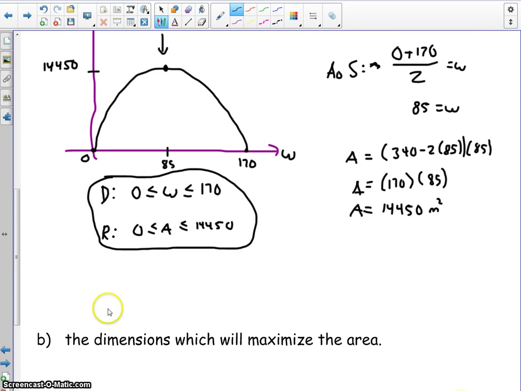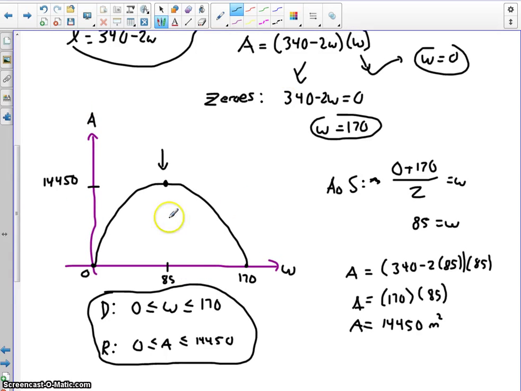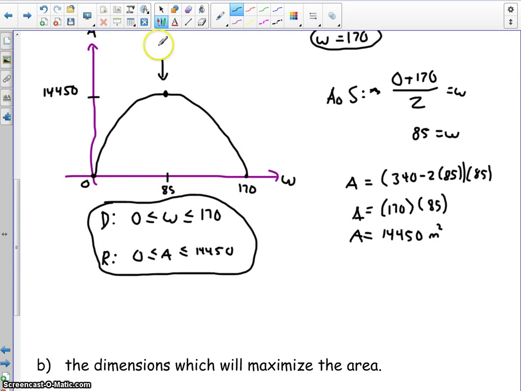Okay, so now for B, it asks for which dimensions will maximize the area. Now, the good news about this is we've actually already kind of figured all this out with all the work we did to find the domain and range. So we already know that the maximum area is going to occur when w is equal to 85.